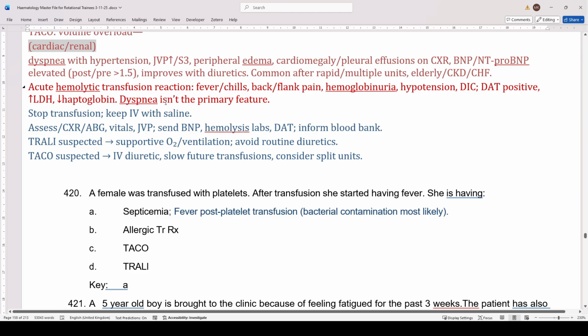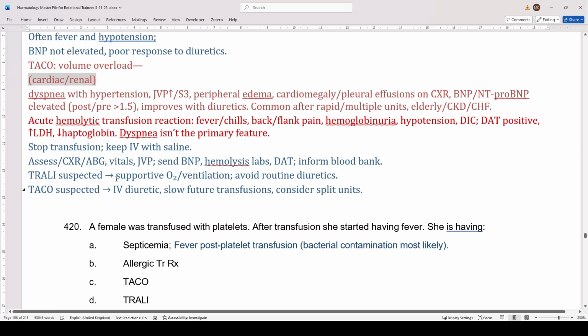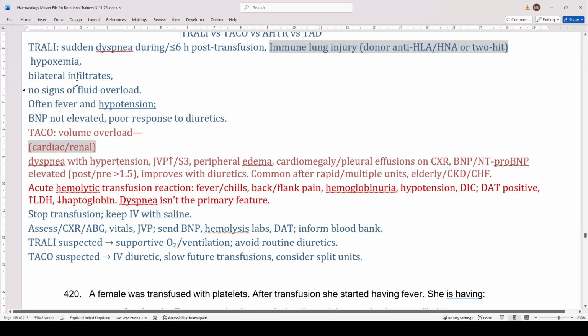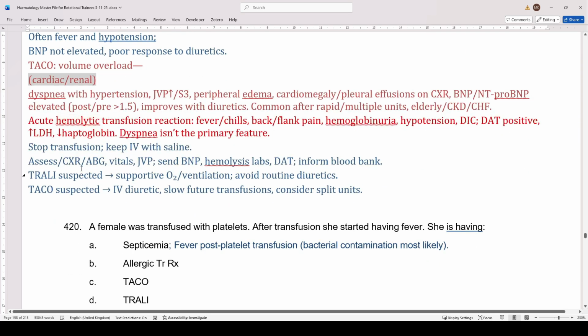In all these cases, the first step is to stop the transfusion, but keep the IV line maintained with saline. Then we have to do a chest x-ray to see whether it is circulatory overload, TRALI or TACO. We have to check the vitals, whether it is hypertension or hypotension, check JVP, send proBNP, and do the markers of hemolysis. We have to do that and inform the blood bank about all this.